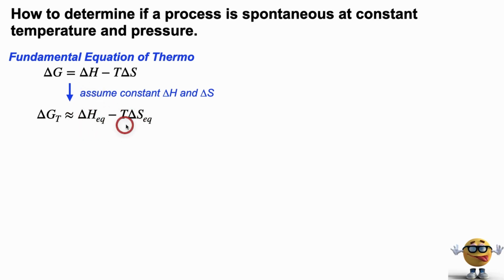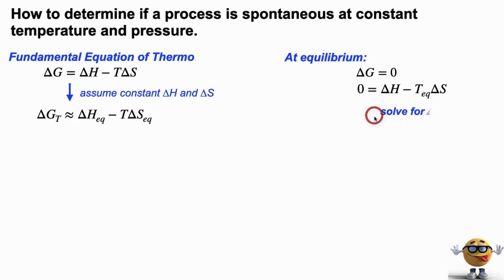Now, to solve for this, we can find out what delta S is, and at equilibrium, the change in Gibbs energy is equal to 0. And if we plug that into our equation right here, we get this. We can solve for the change in entropy to give us the change in enthalpy over T_eq.